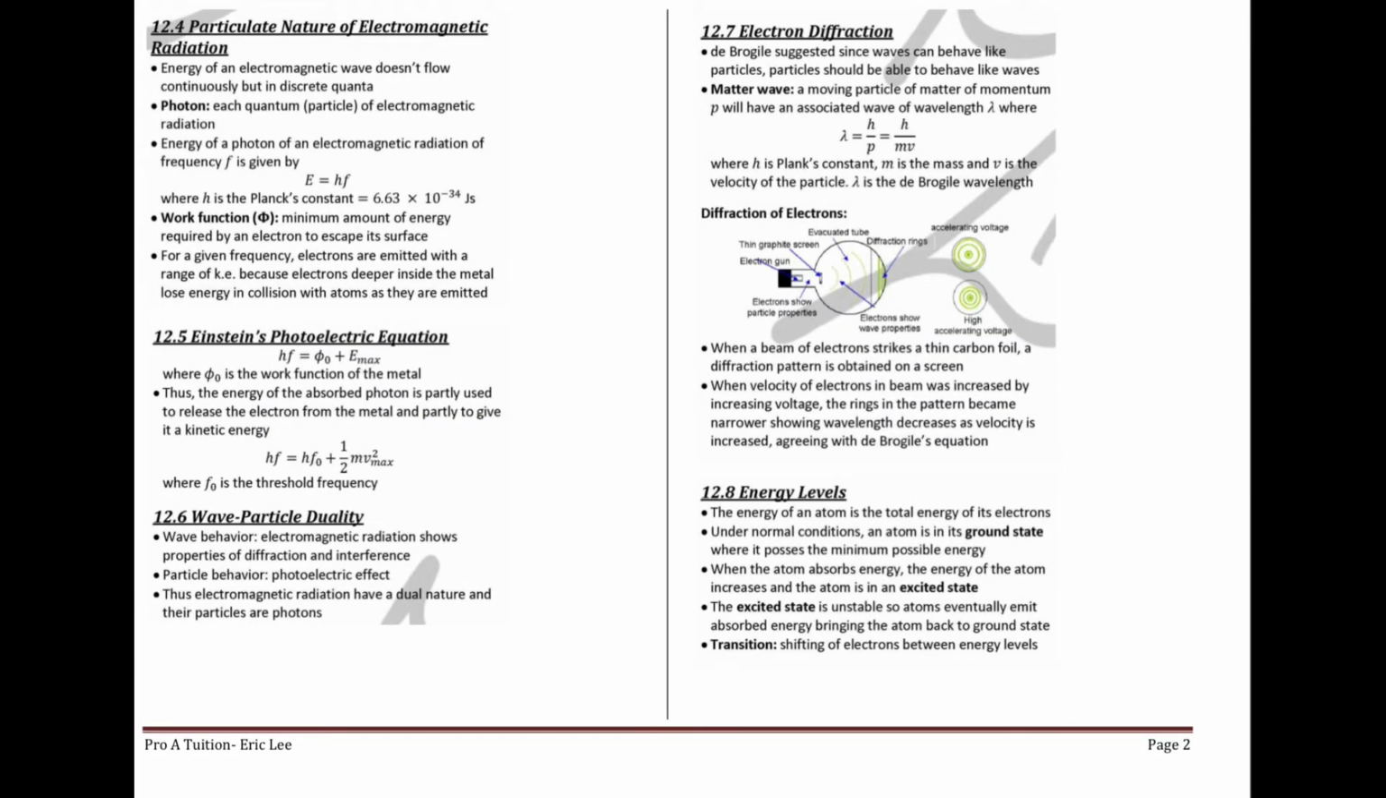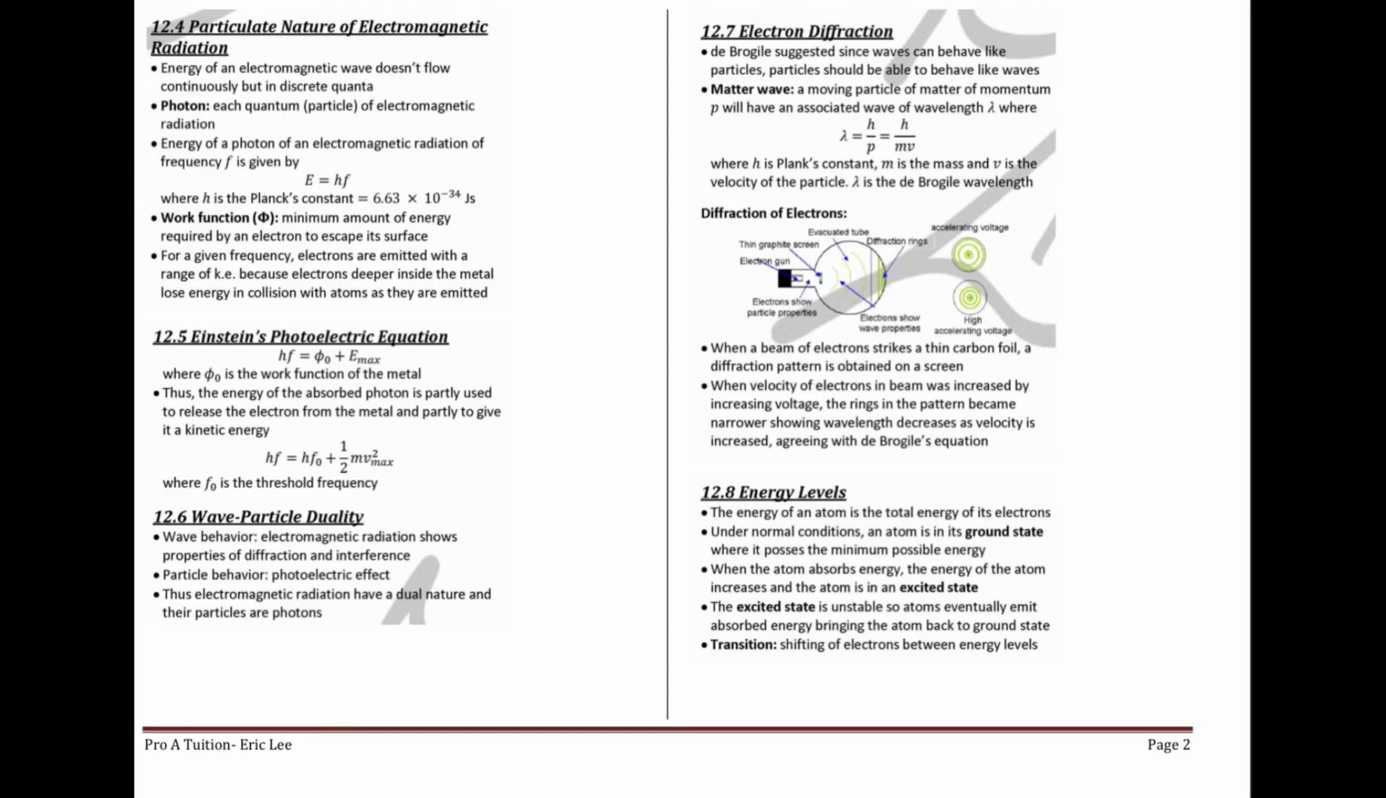So 12.8, energy levels. First of all, this is about the energy levels of electrons, the energy of electrons. It is a little bit related to chemistry. For example, if the electrons have less energy, they will stay at the first shell. If they have more energy, they will stay at the second shell, and so on. The higher the energy, the higher the shell they go to.